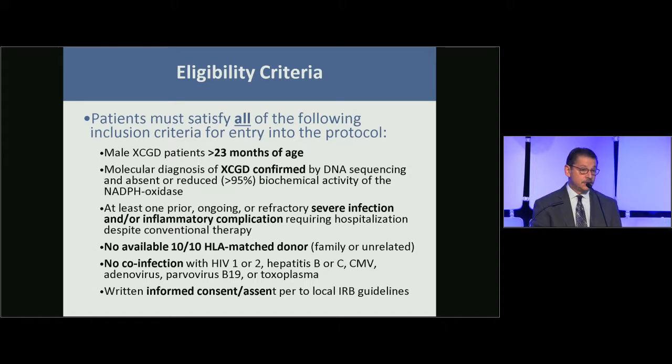Eligibility criteria are subjects 23 months, or essentially 2 years, and older who have a confirmed diagnosis of X-linked CGD and a history of severe problems. So these are all, as I'll show you, patients with really significant histories of infections and inflammatory complications. They cannot have an available 10 of 10 HLA matched donor, no co-infection with multiple organisms, and informed consent must be provided.